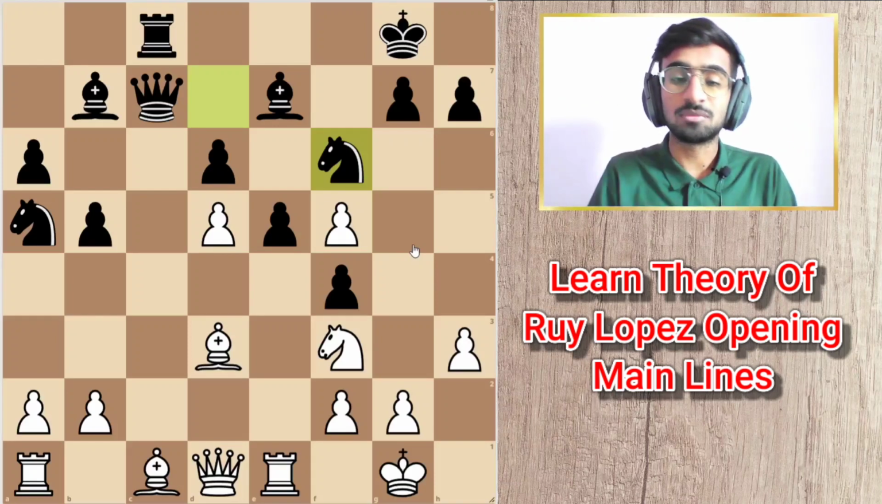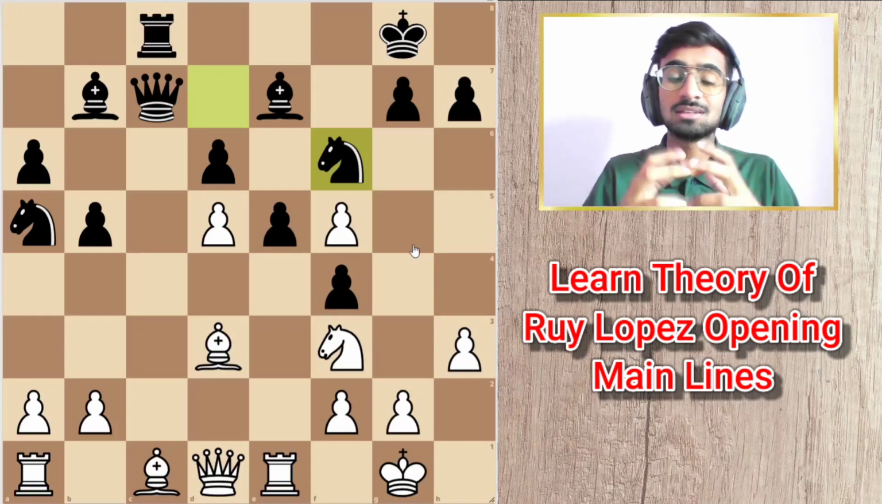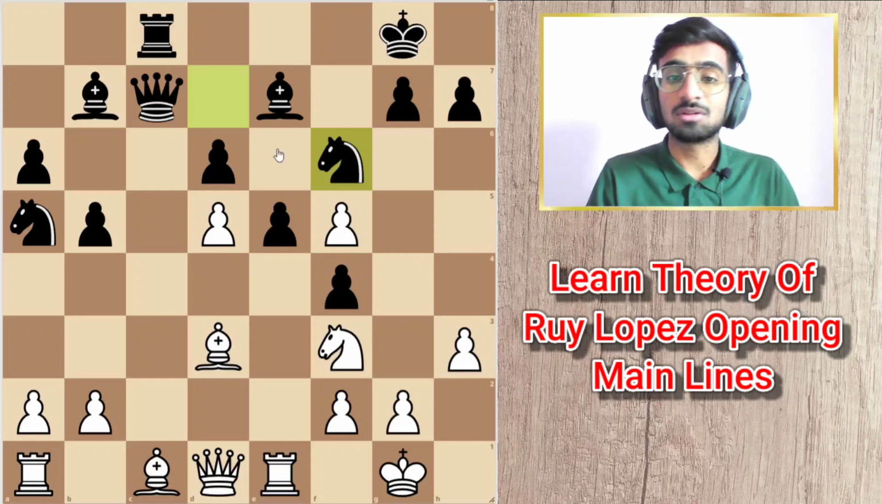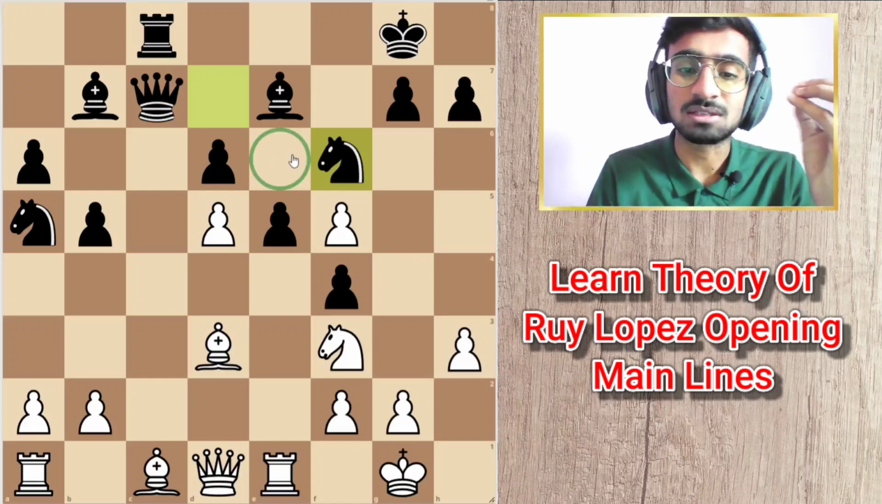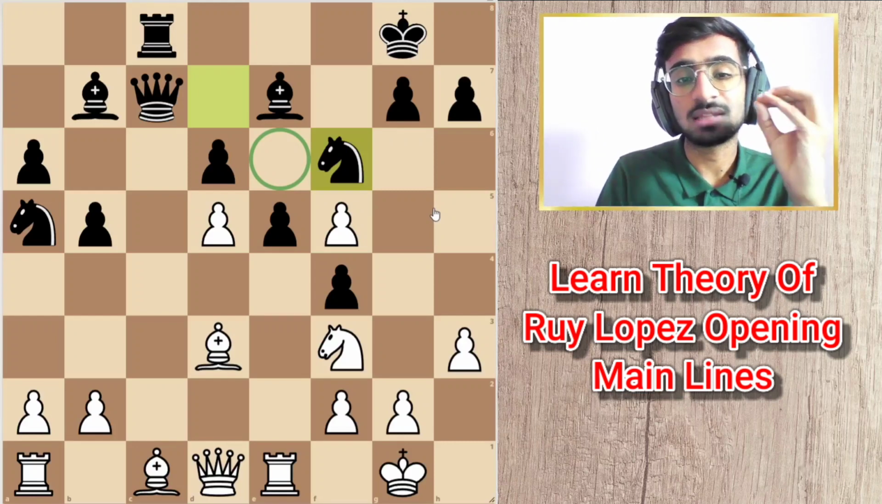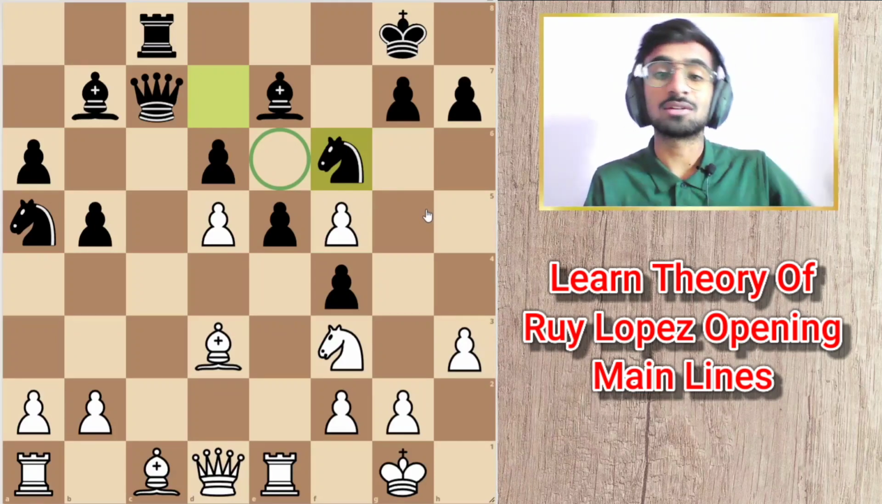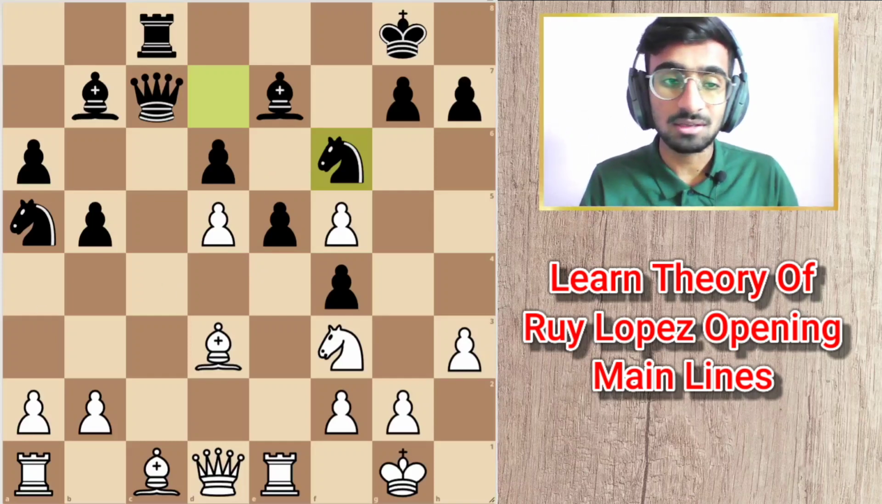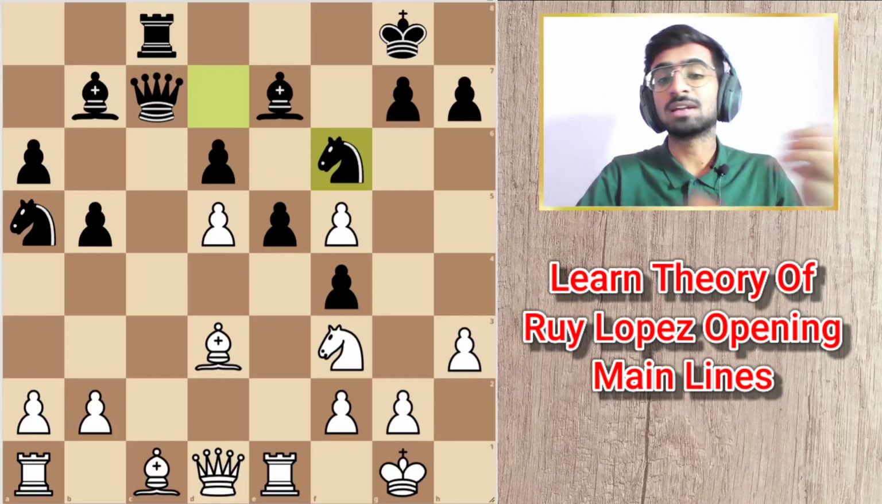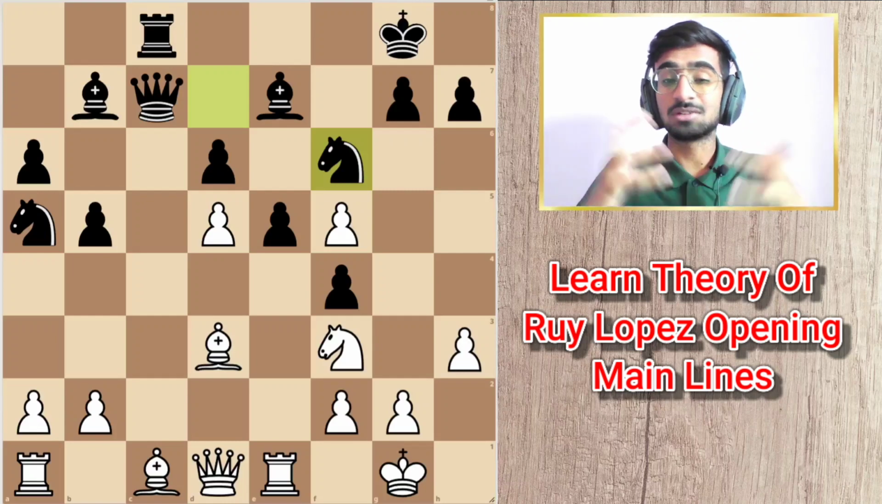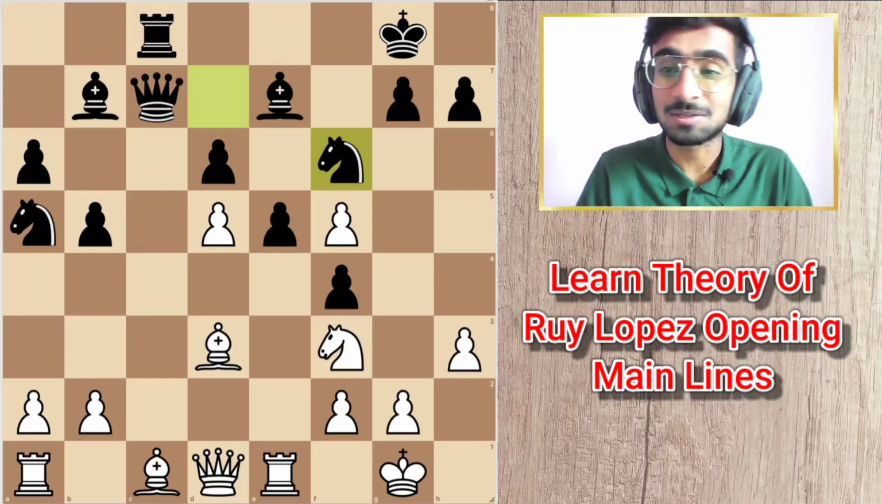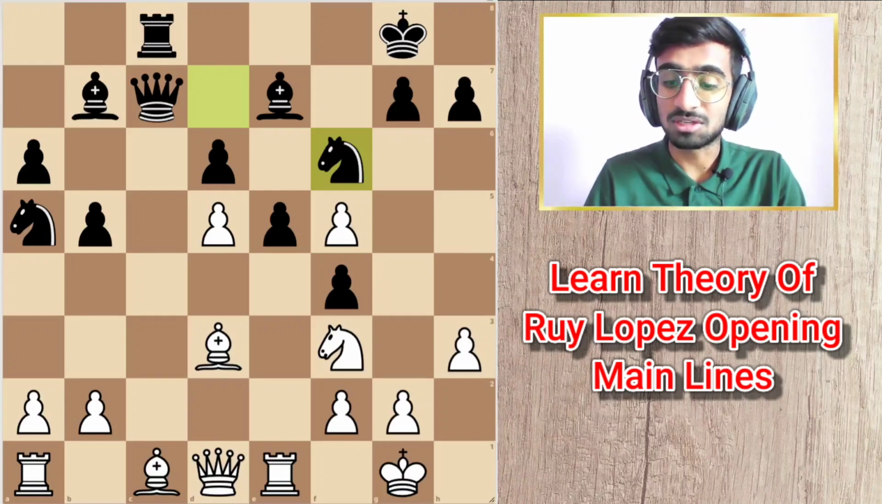Very difficult for white to break through, but still this position is equal because there is one hole in the position, that is e6, that white can try to target, and if white is able to get over there, then it will be good for white. So this position you can play from white side, black side, both, especially good for the tactical players. Okay, so this was the Chigorin variation.